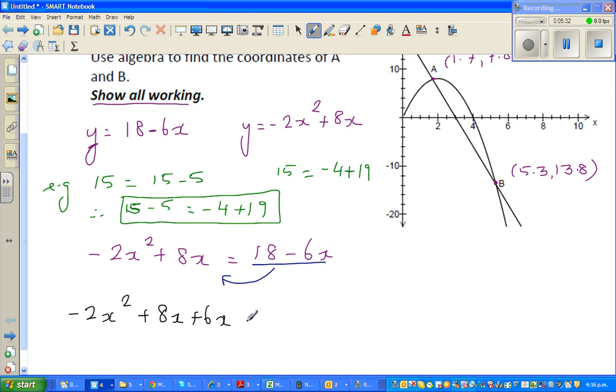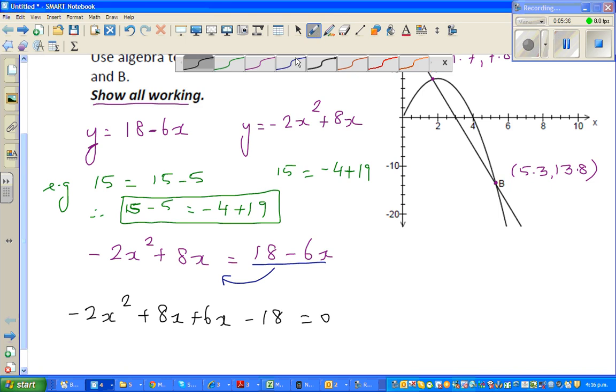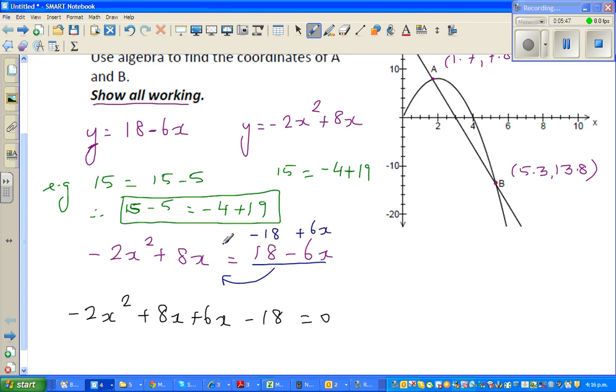Then you got minus 18. So what happened is, basically, let me explain that. Let me use blue. What I'm doing is taking away 18 from this side and adding 6x to this side. So I have to do the same thing: minus 18 plus 6x to this side. And that's what happened. So this and this get cancelled, and this gets cancelled.